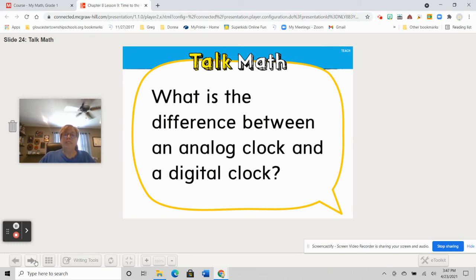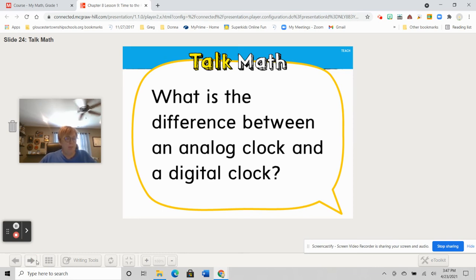Okay, they want to know, what is the difference between an analog clock and a digital clock? How is the hour shown with an analog clock? That's right, it has a short hour hand. How are the minutes shown? A longer minute hand. How about the digital clock? That's right, the hour is shown to the left of the colon, and what's shown to the right? The minutes. Okay, good job.